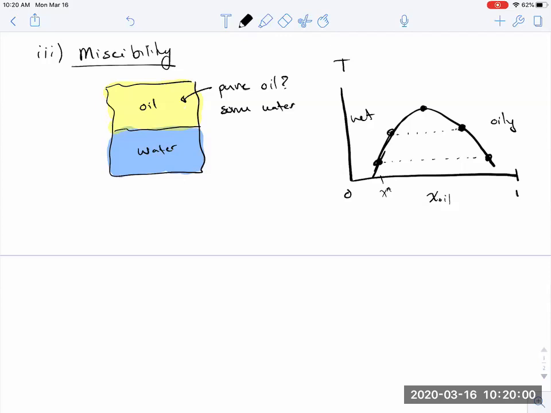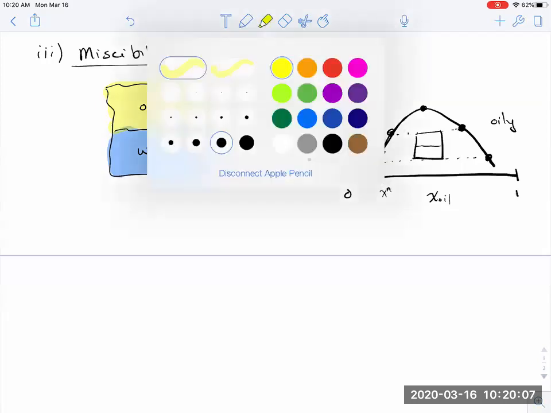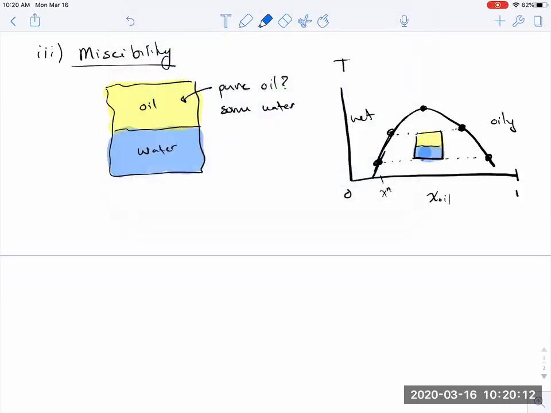I have a watery phase, I have an oily phase. If I prepared the system down here, well, I would see coexistence, an interface between water and oil, whereas if I prepared the system over here, or over on the oil phase, I would see those two pure phases. But there is a temperature, we'll call this a critical point, beyond which I can mix water and oil in all proportions.